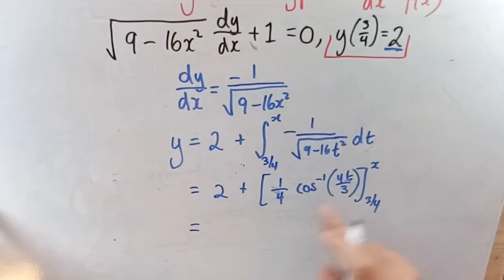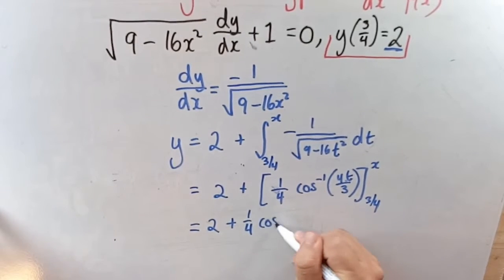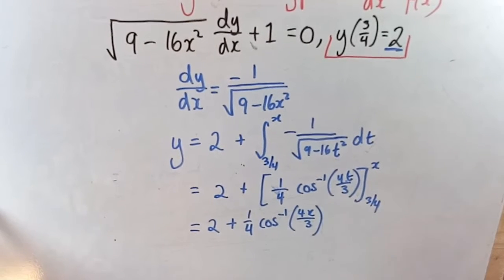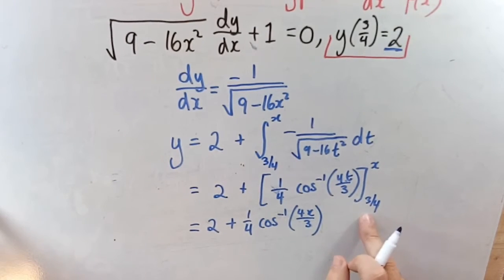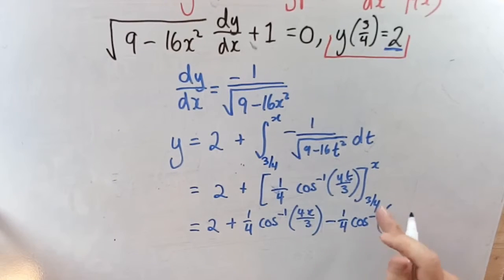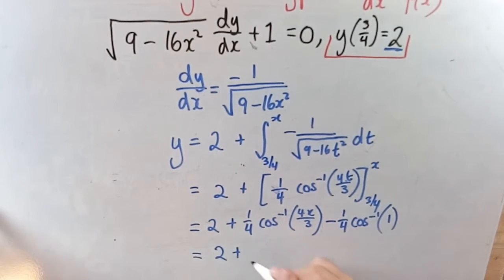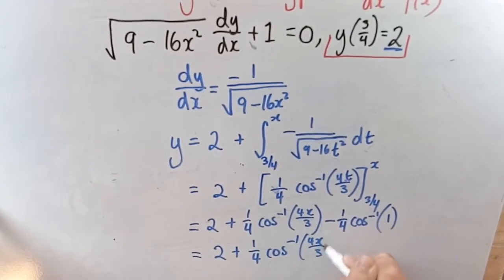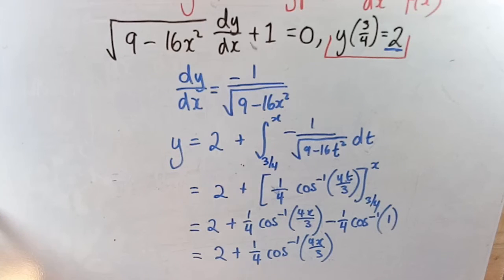Then we put in our top variable, which becomes back to x: 1/4 inverse cos of 4x on 3. And then we put in 3/4 and subtract what we get. So 1/4 inverse cos of, well, it ends up being 1. Putting in 3/4 there, this is 0. And therefore we end up back at what we had, 2 plus 1/4 inverse cos of 4x on 3, which is the same answer as what we had before. Okay, that's it.